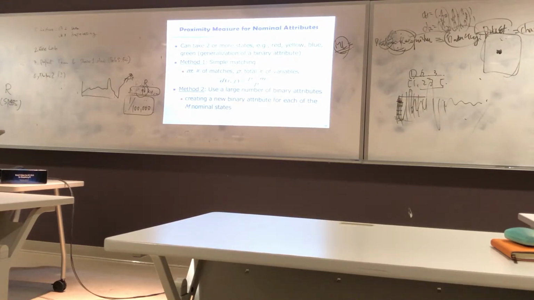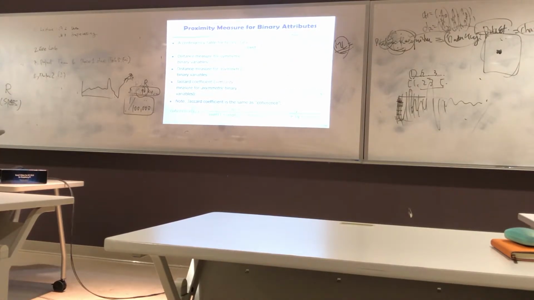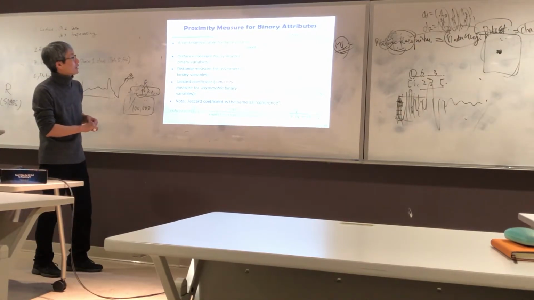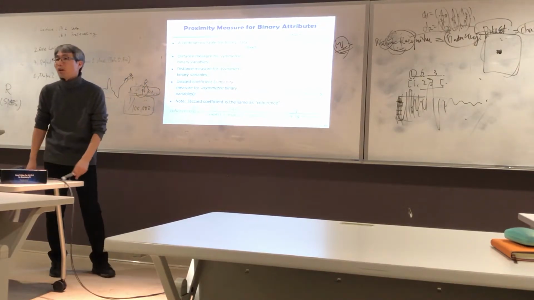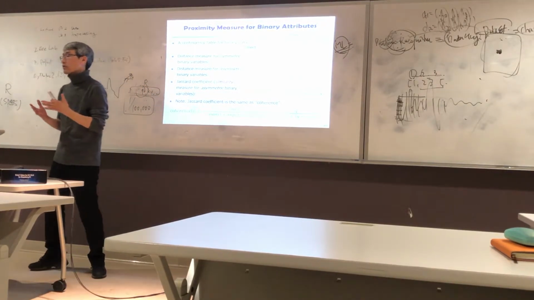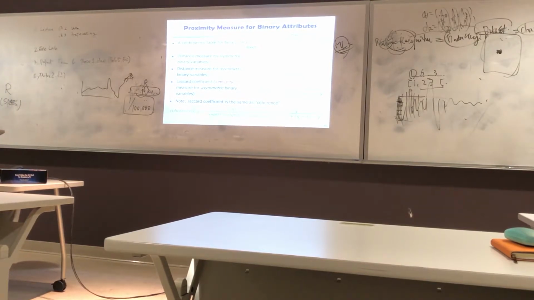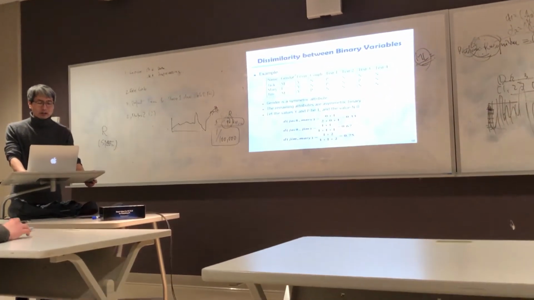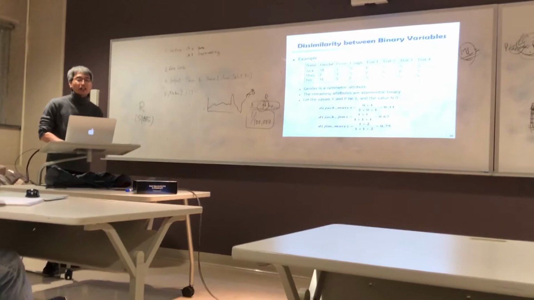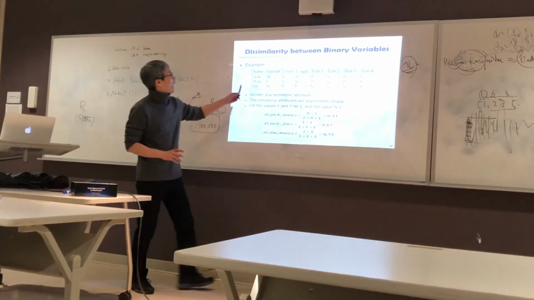Also, let's check the next one. In case it's asymmetric, skewed data, it may be different. So it's not balanced. When we measure the proximity, in general the proximity is not critical. Let's take a look at the example. So this is the number of attributes.